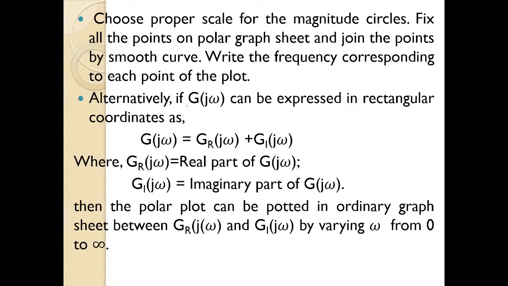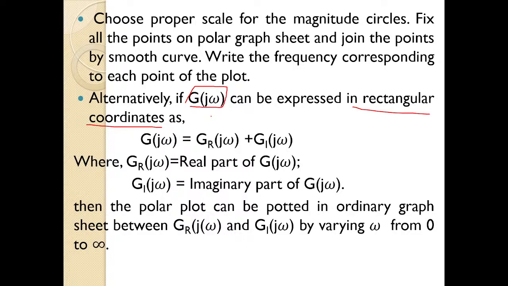Now, usually we will use a normal graph sheet to draw the polar plot. In order to draw the polar plot on the normal graph sheet, we have to represent the sinusoidal transfer function in rectangular coordinates. Just now we discussed that we can represent G of j omega in terms of its magnitude and phase angle, but in order to plot the graph, instead of plotting on the polar graph sheet, you can plot the polar plot on the normal graph sheet.